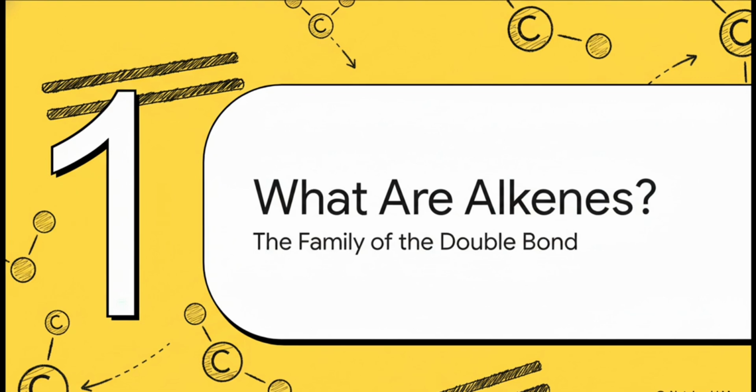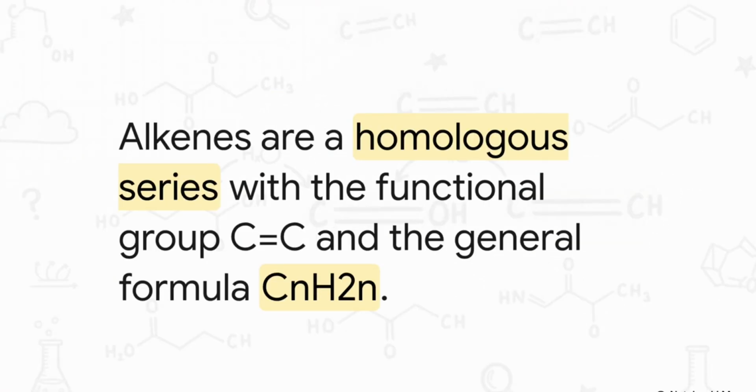Right, Section 1. Let's get to the core of what makes an alkene an alkene. It all boils down to one single feature, that carbon-carbon double bond. Alkenes are part of what we call a homologous series. Now that just sounds fancy. Think of it as a family of compounds that all look and act pretty similarly because they share the same key feature. And in this case, that's the C=C double bond, the functional group.